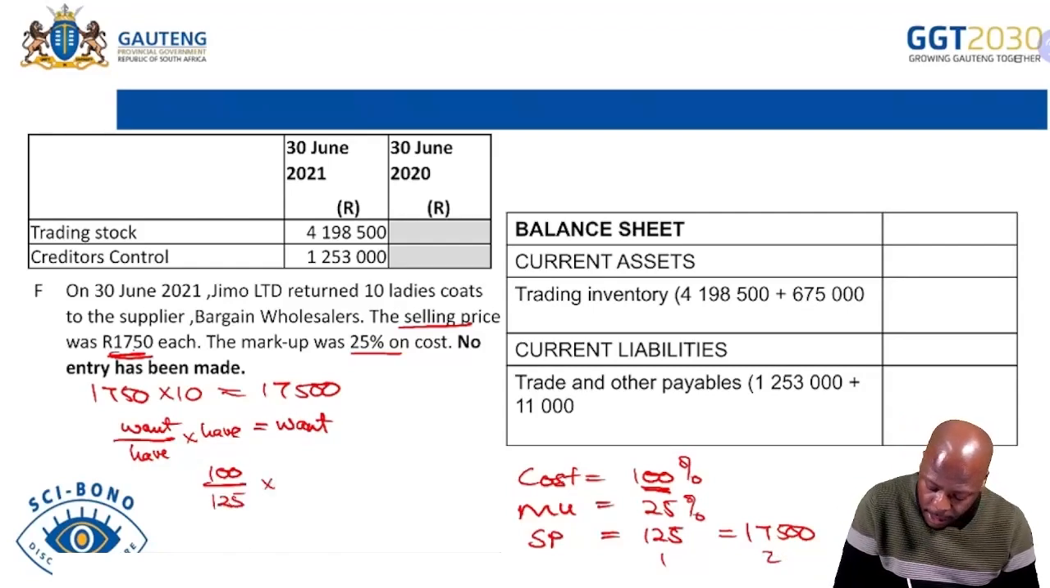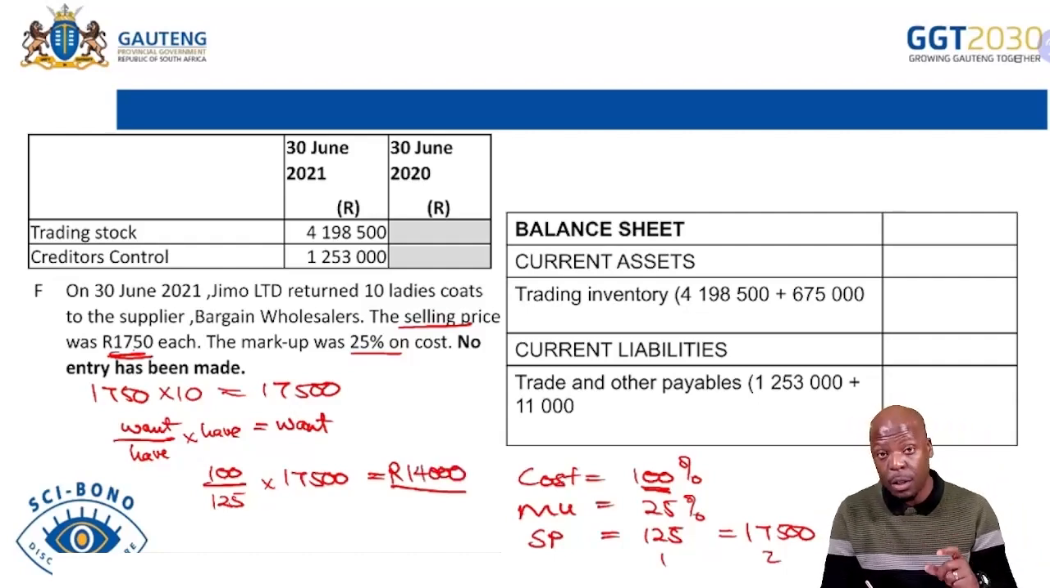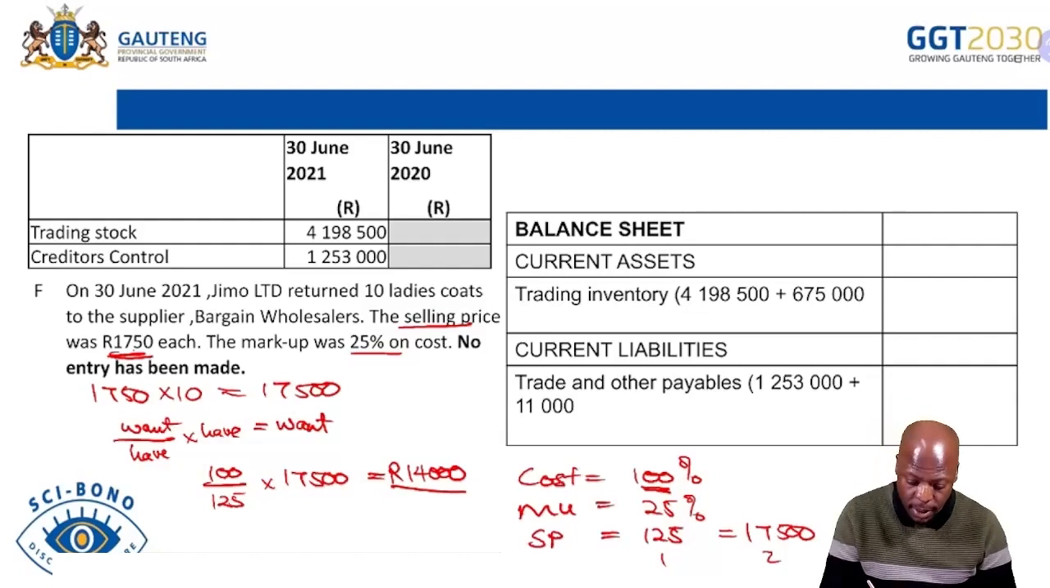and multiply by the returned value, which is 17,500. Once you do it like this, you should end up now with 14,000, which is the cost of the goods returned. Okay, the cost of the goods returned. Once you get the cost of the goods returned, you should now come and adjust it.